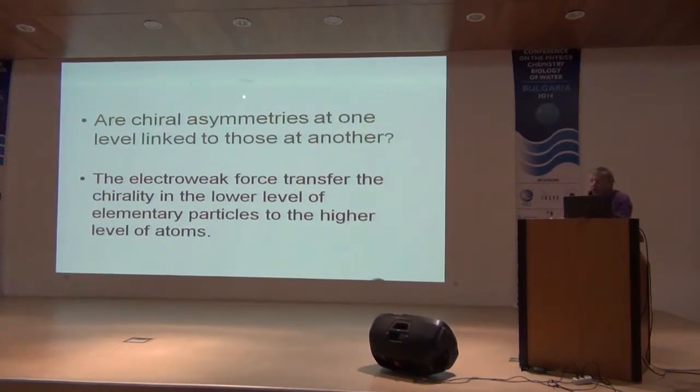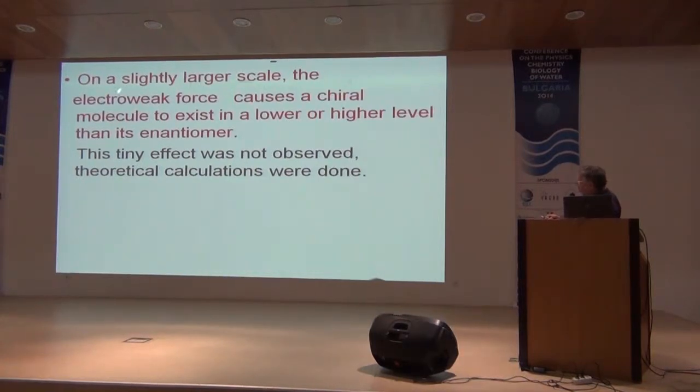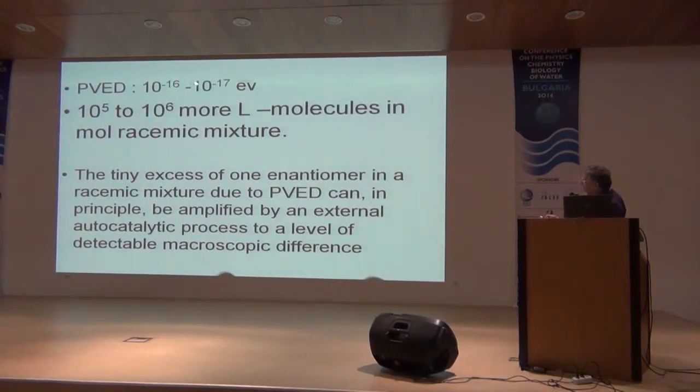Now, in order to see this chiral asymmetry, well accepted at the very basic level, on macroscopic realms, we need some way for the linkage to grow up. So it may be by the electroweak force. The electroweak force causes a chiral molecule to exist at a lower energy level than its enantiomer. This tiny effect was not observed, but is accepted as a theoretical calculation. The effect is very, very tiny, about 10 to the minus 17 electron volt, or one in a million molecules in a racemic mixture. The accepted dogma says that this small difference cannot be transferred to the macroscopic realm.